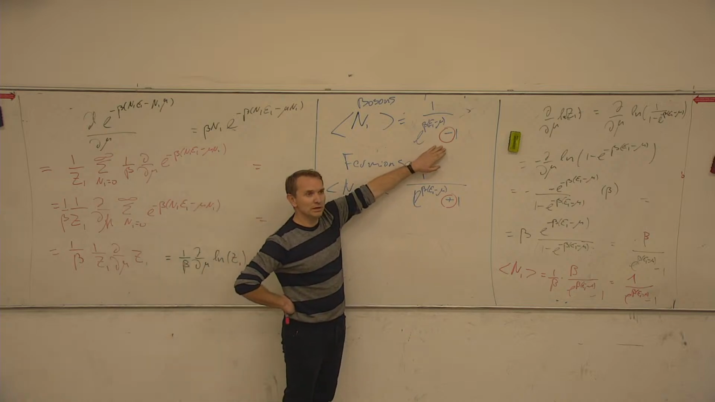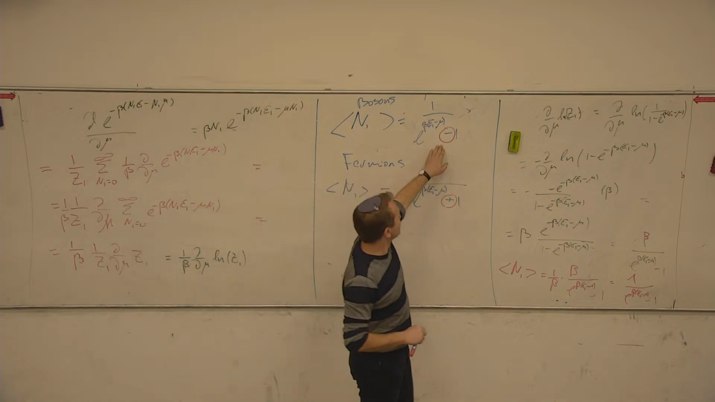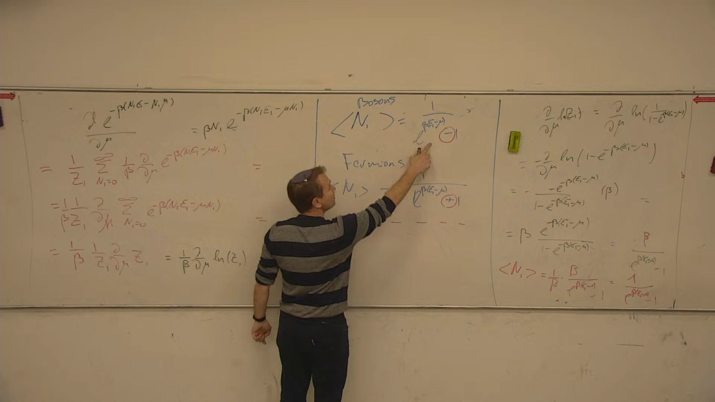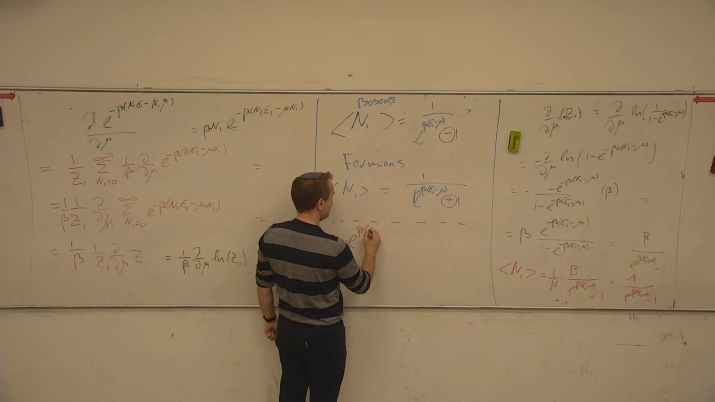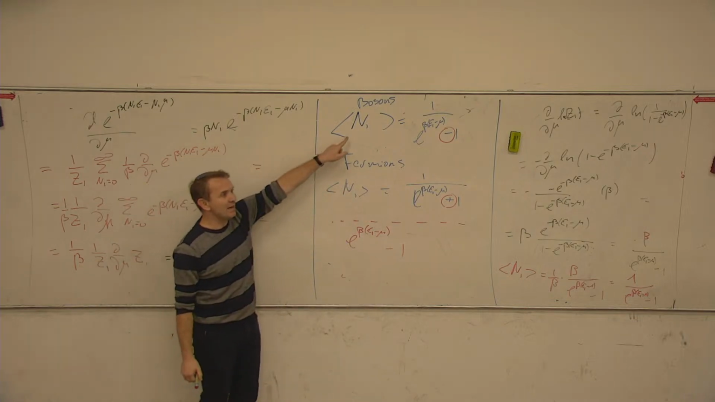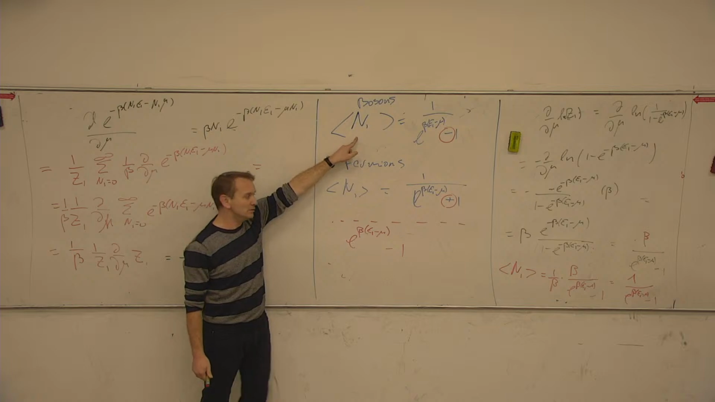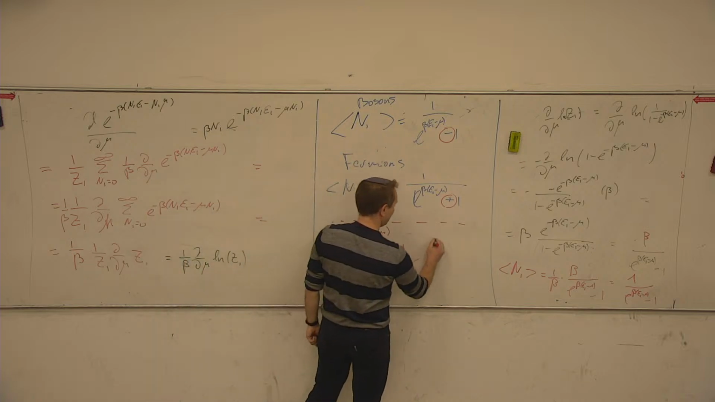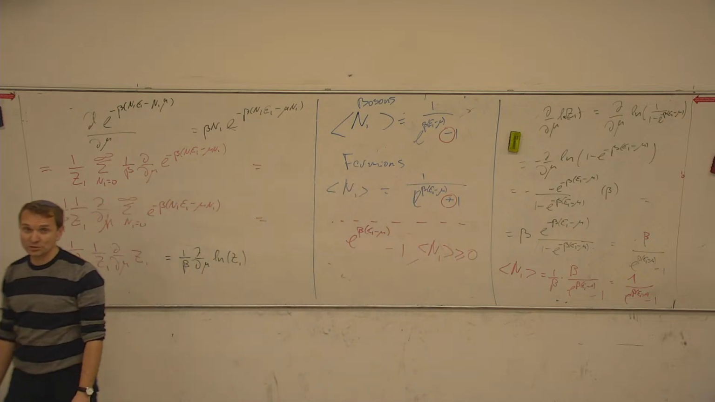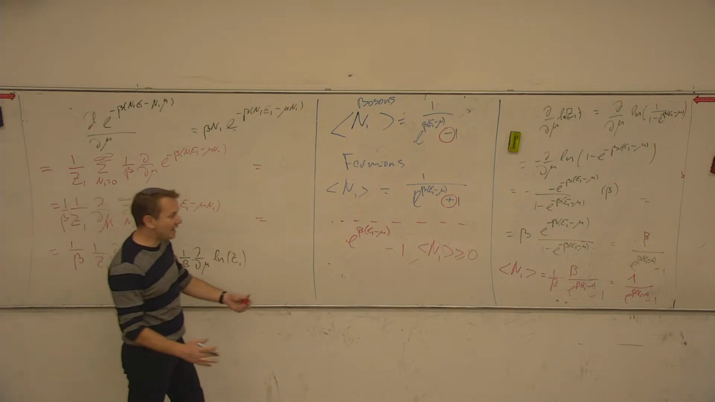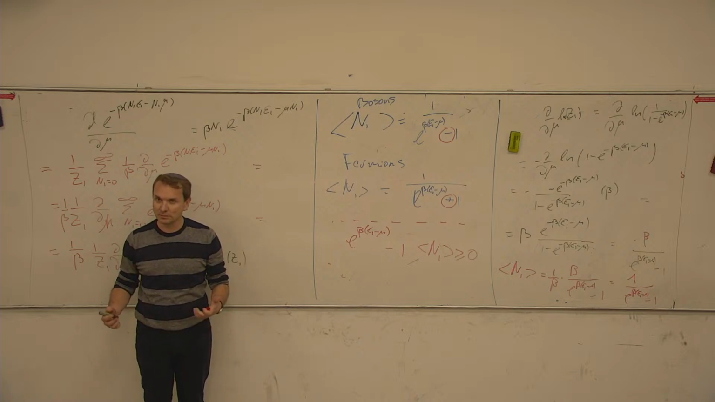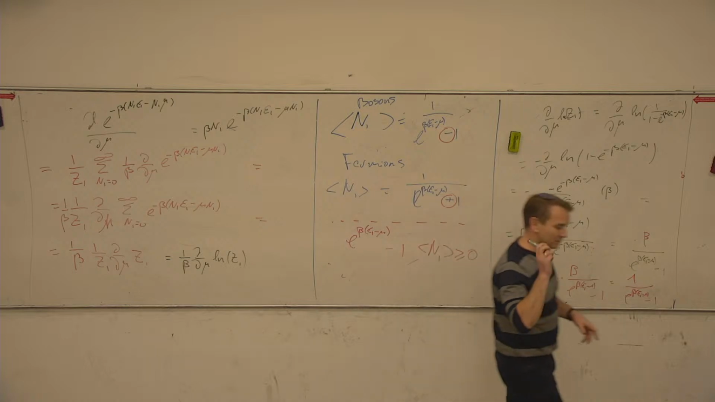But we have here a -1. Okay? When we have here -1, let's look on the denominator. So we have e to the power beta (epsilon 1 minus mu) minus 1. So first of all, we know that the average number of particles that can sit at a given level has to be a positive number, or at least equal to 0. It can equal 0, well, maybe, but it has to be a positive number because I'm counting particles. It cannot be -3. Right?